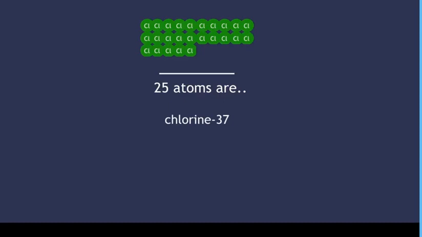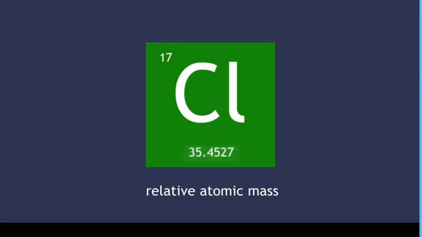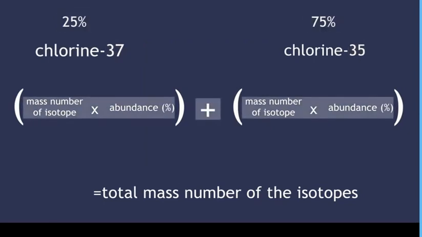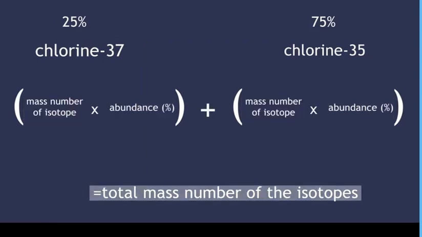So it helps you in the calculations because you always have to use the percentage abundance multiplied by the nucleon number, right? So whenever you're going to calculate, you're always going to say percentage abundance multiplied by nucleon number plus percentage abundance multiplied by nucleon number. For you to be able to work out the relative atomic mass for chlorine, you have to multiply the mass number of the isotopes with its abundance percentage, and add these products together. This gives the total mass number of the isotopes.